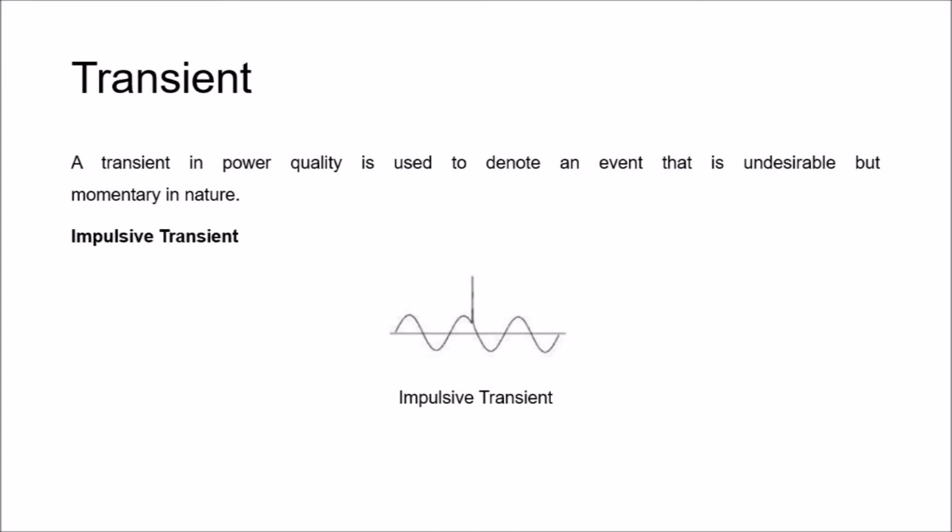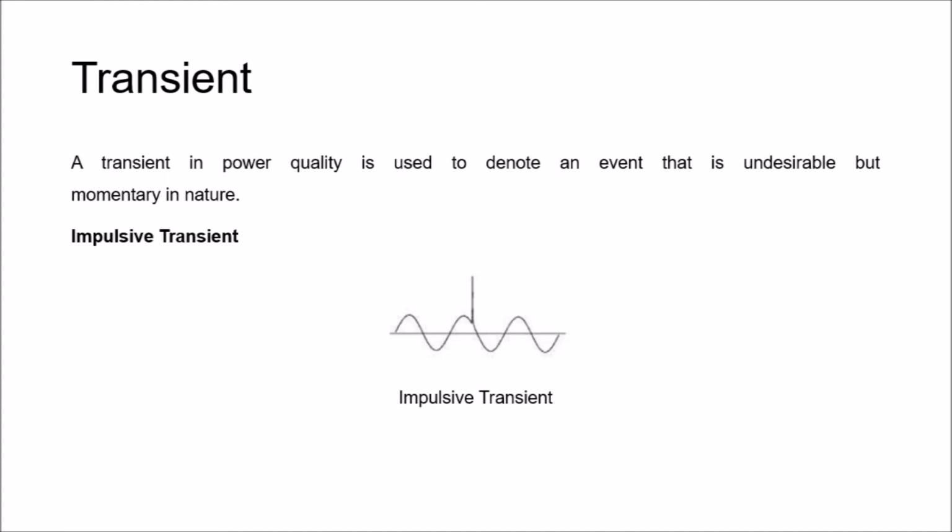Generally, transients can be classified into 2 categories, which are impulsive transient and oscillatory transient. Impulsive transient means a sudden and short duration disturbance caused by a very rapid change in the steady state condition of voltage, current, or both, that is unidirectional in polarity, either positive or negative. The most common cause of impulsive transients is lightning.